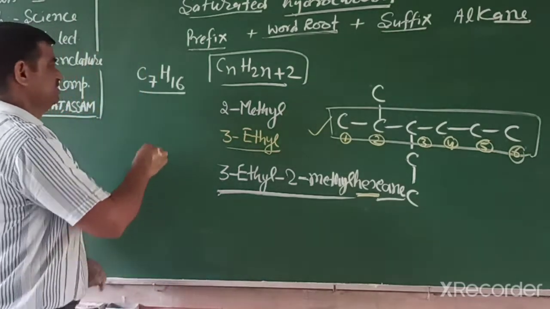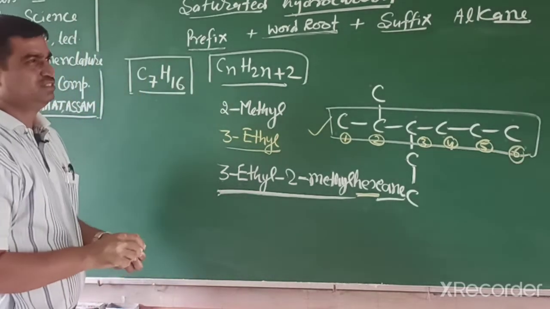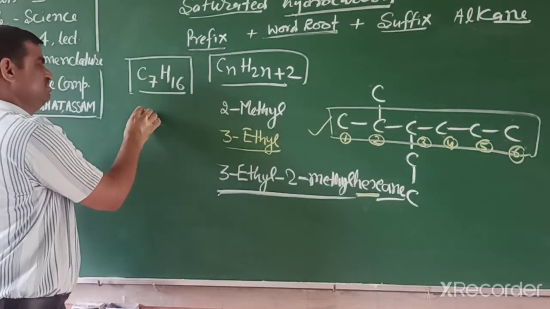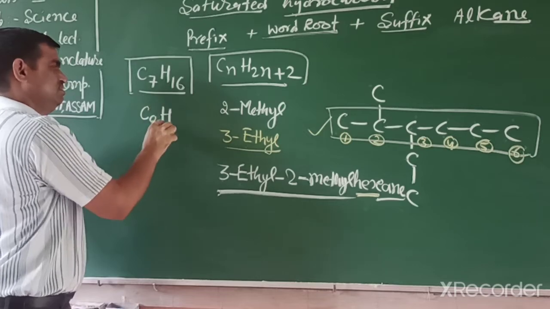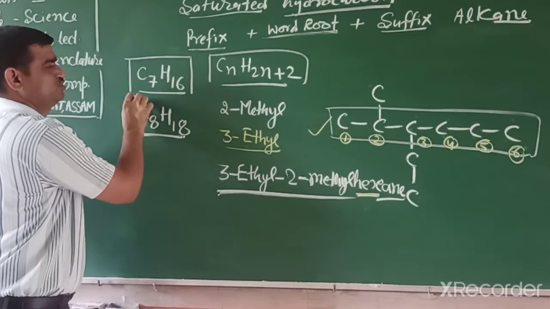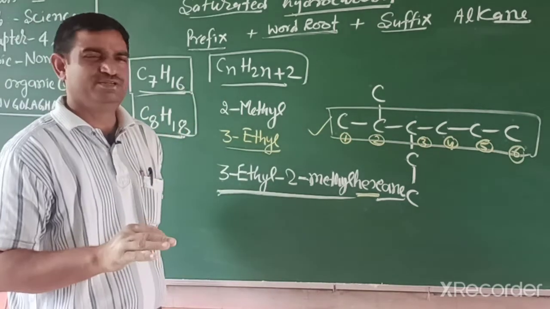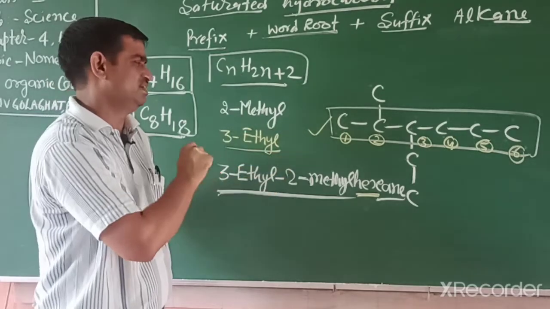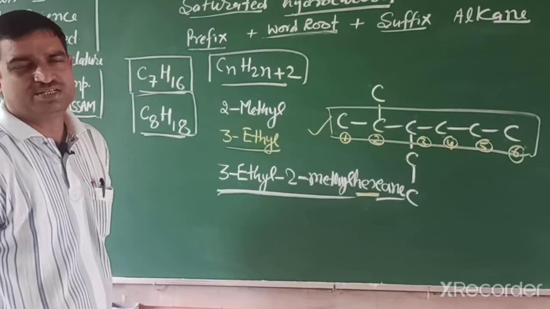So today's homework is you have to write all possible isomers of C7H16 and C8H18. How many possible isomers and their IUPAC names? You can write any side, straight chain, side chain, then write IUPAC name. If you have any problem, then write in the comment box.